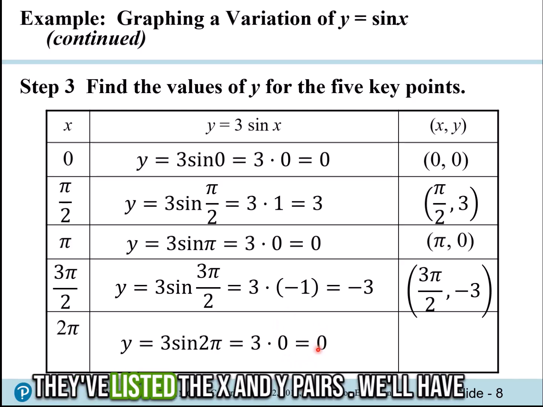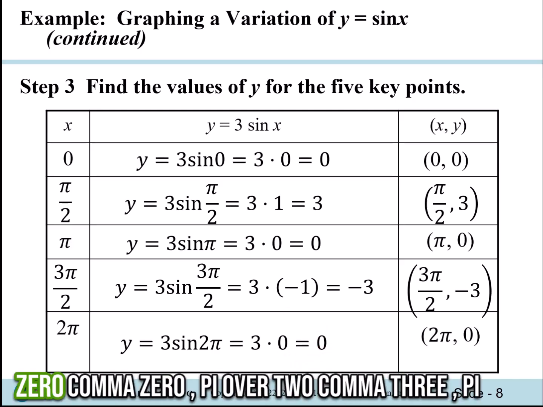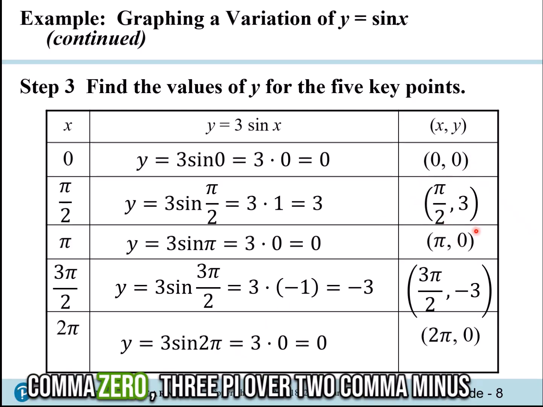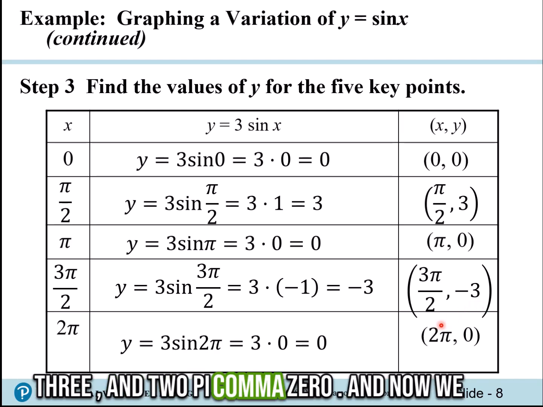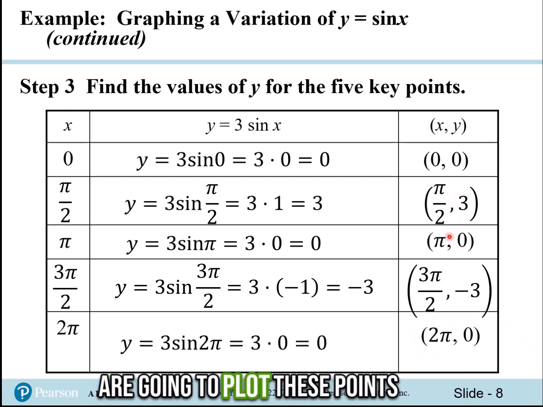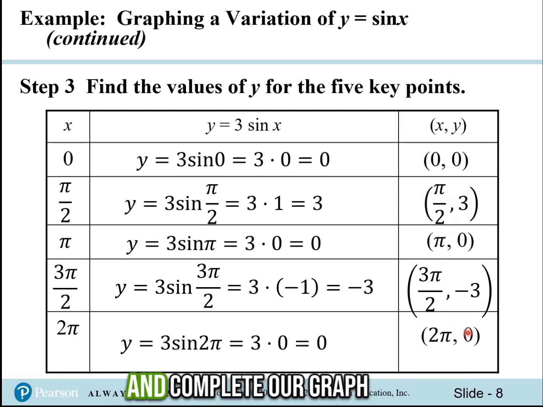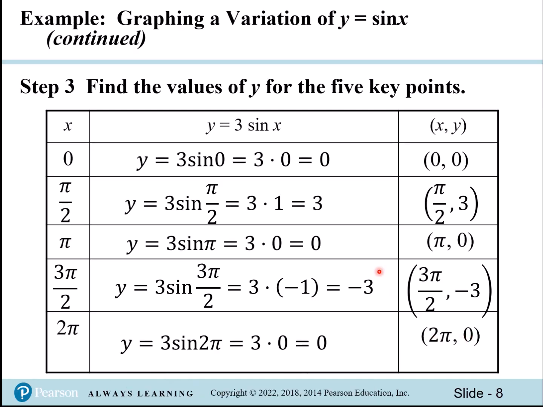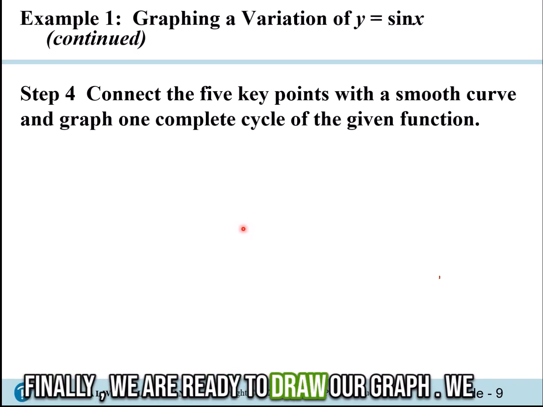So they've listed the x and y pairs. We'll have (0, 0), (pi over 2, 3), (pi, 0), (3 pi over 2, -3), and (2 pi, 0). And now we are going to plot these points and complete our graph. Finally, we are ready to draw our graph.